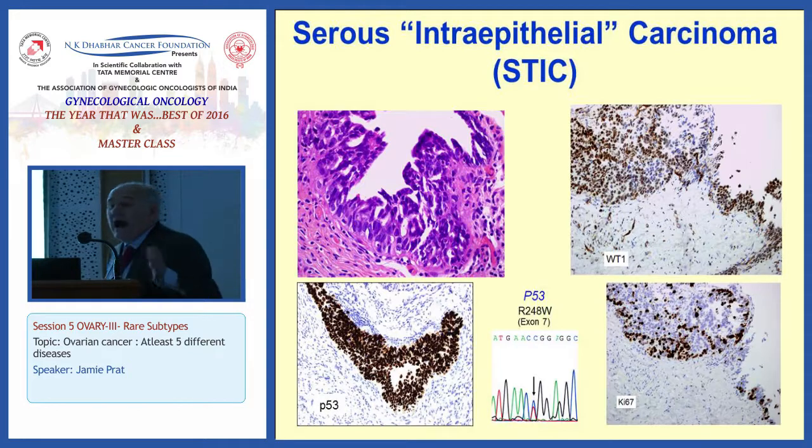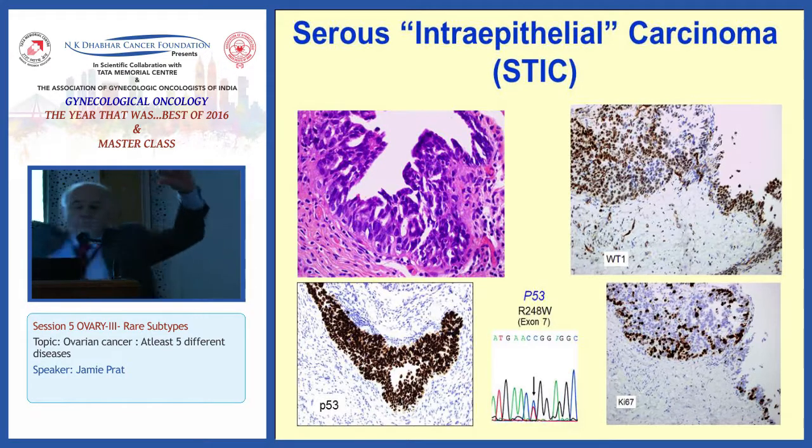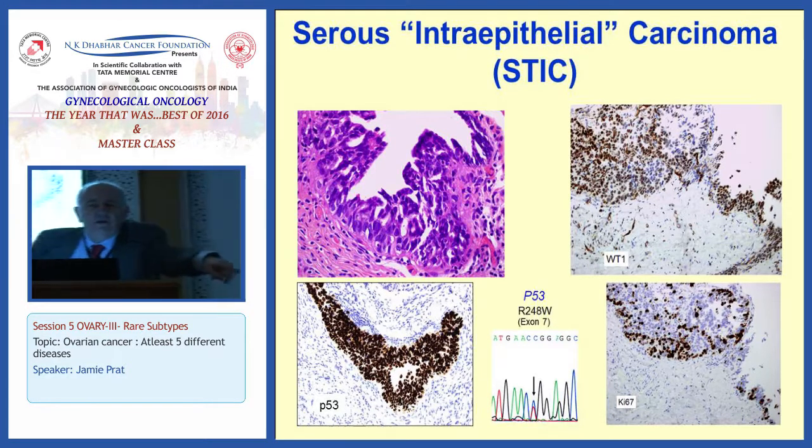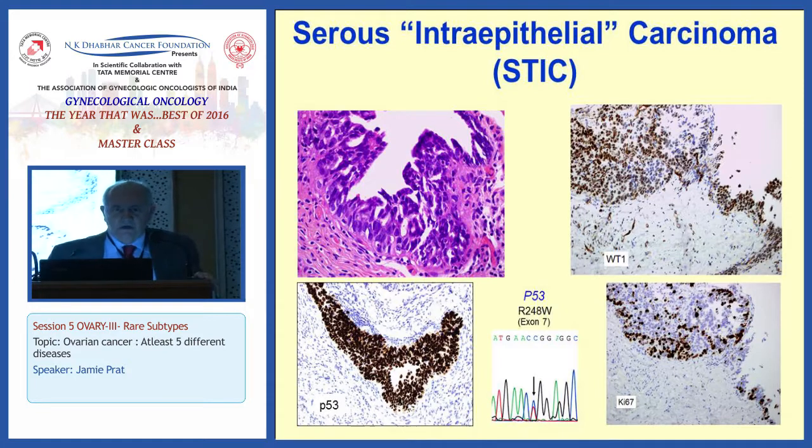Exactly carcinoma, high grade, but confined to the tubal mucosa, identical, sharing the same molecular features like P53, WT1, the mutation, Ki67, identical, but not invasive. And they call it carcinoma in situ. No, it's not carcinoma in situ. Why? Because it's carcinoma, it's capable of disseminating, it's capable of metastasizing, slow, protracted, compared to high-grade serous. You know what I mean? But not an in situ.